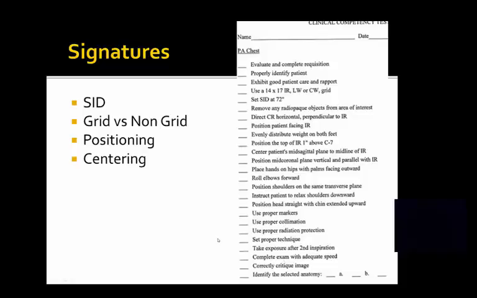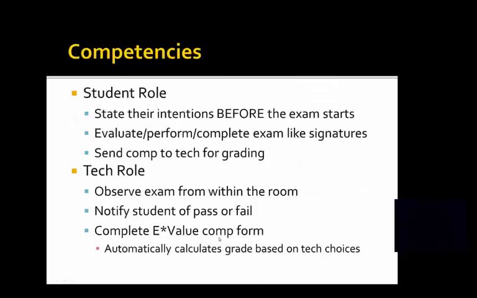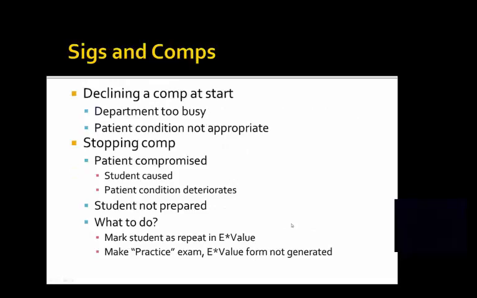There are sheets very similar to this for every single exam that we ask our students to signature or comp on. For a competency, the student's role is to state their intention before the exam starts. They need to evaluate, perform, and complete the exam just like a signature, and then send a comp sheet to the tech for grading. The tech's role is simply to observe the exam from within the room, notify the student whether they passed or failed, and then complete the eValue form for that comp.